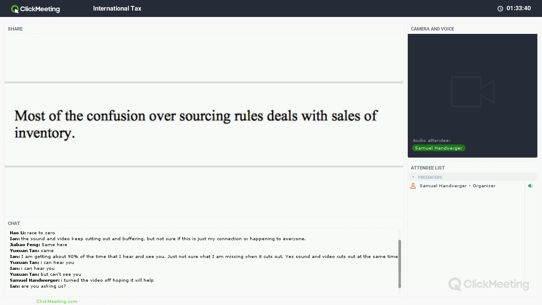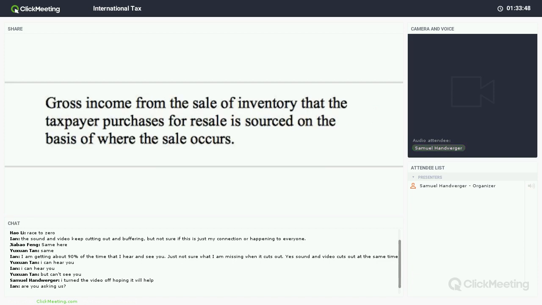Let's do a quick review of what we learned last week. Always a good thing to do. We talked about sales of inventory, gross income from the sale of inventory that is purchased. That's the key. So purchased inventory is sourced where the sale occurs. That's the title passage rule.